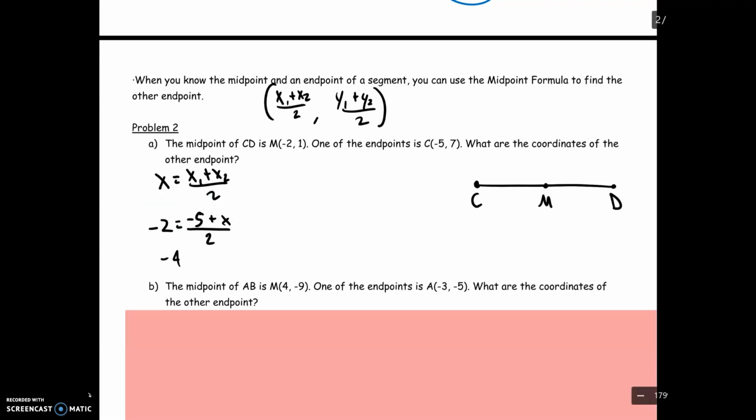So solving this algebraically, I'd multiply both sides by 2. I want to get rid of that fraction. I can add 5 to both sides, so I get 1 as my answer for x.